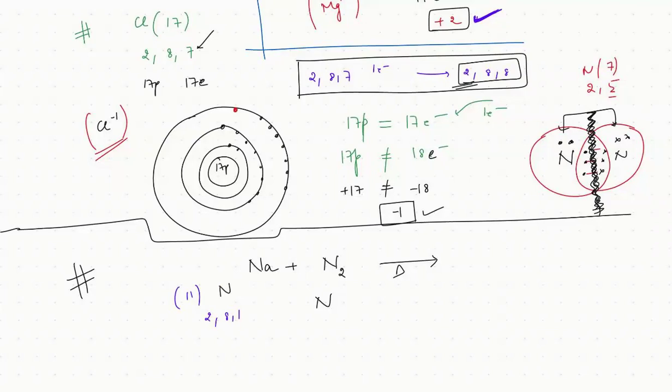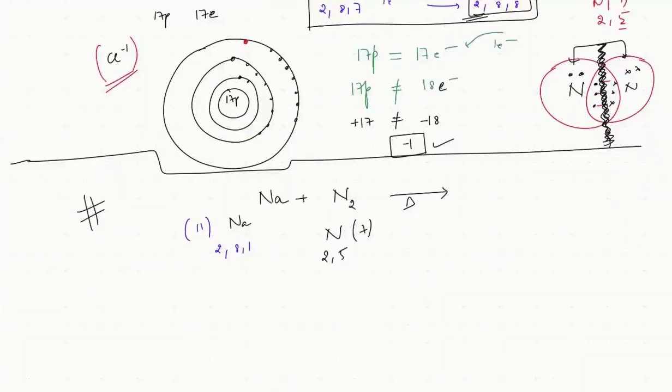Oh, no problem. And nitrogen is atomic number 7, so it would be configuration 2, 5. So Na would have this electron. And nitrogen would be what? 5. So we would have 1, 2, 3, 4, 5. So 3 sodiums would donate their electrons. You understand?